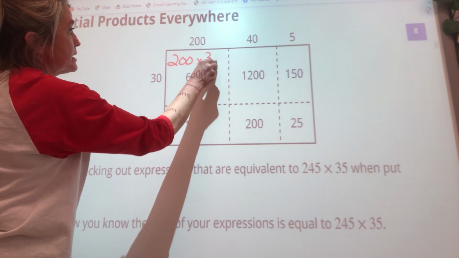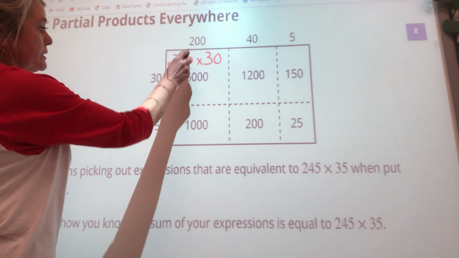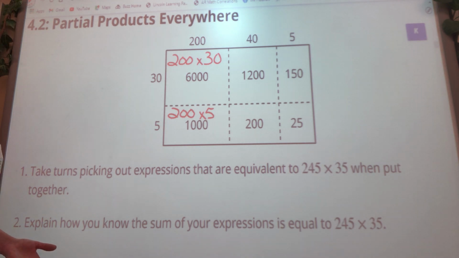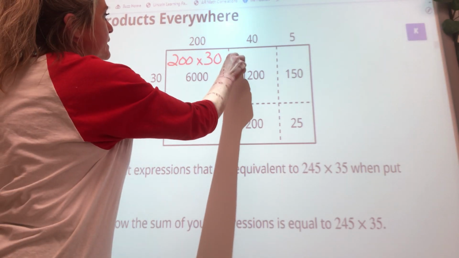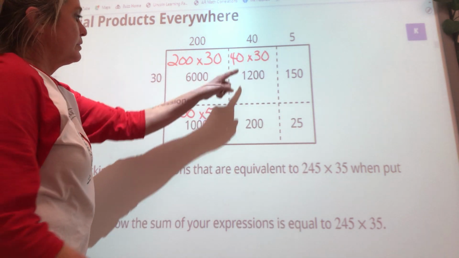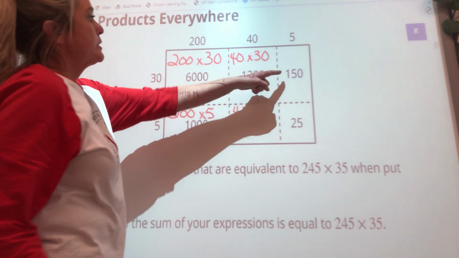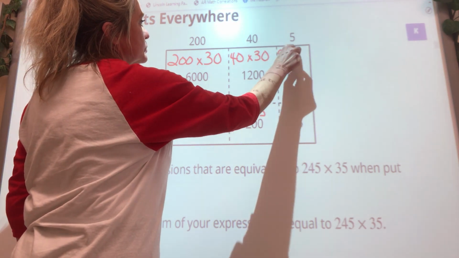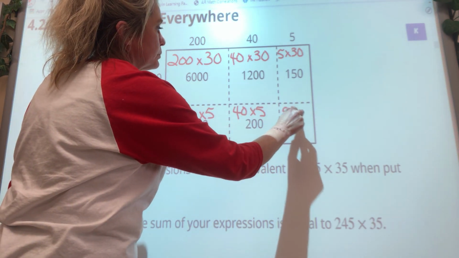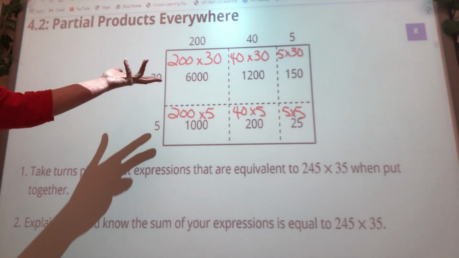And if we're picking out expressions, one expression would be 200 times 30. That's where they got 6,000. The expression for this one would be 200 times 5. That's an expression. This one would be 40 times 30. This one would be 40 times 5. This one would be 5 times 30. And this one would be 5 times 5.